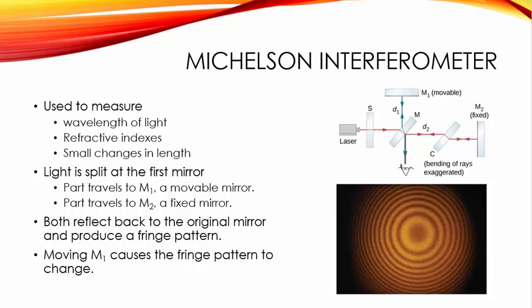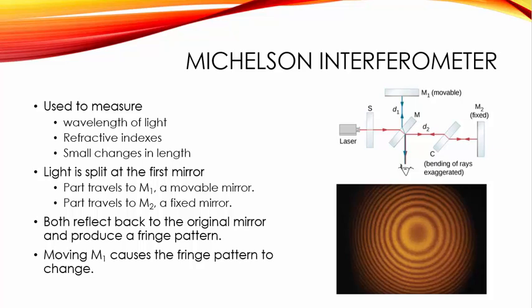And moving that mirror causes the fringe pattern to change. And when you move the mirror, those fringes actually look like they're moving outward and replacing themselves in the middle. And if you look at that, each one of those bright ones is a peak and the dark line is a trough. If you move a half wavelength, then the fringe moves to the position of the next fringe.